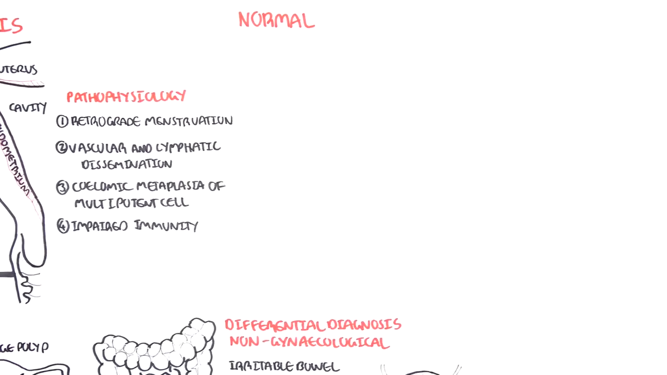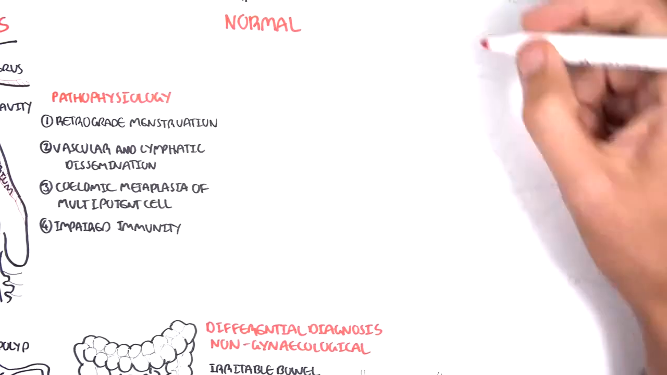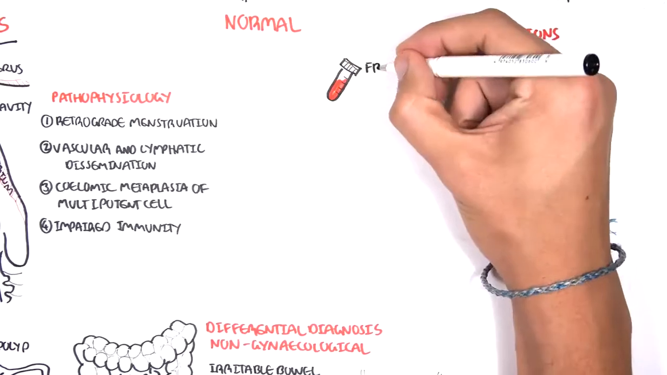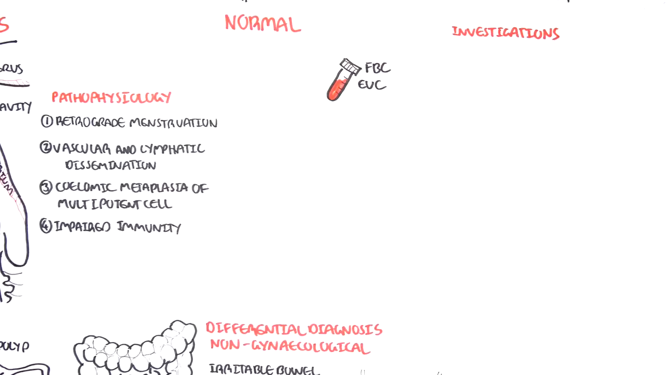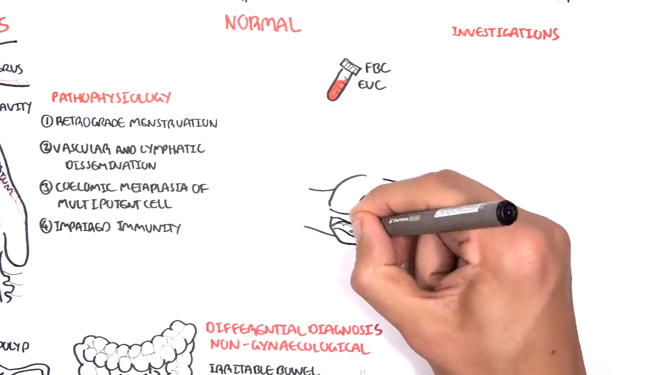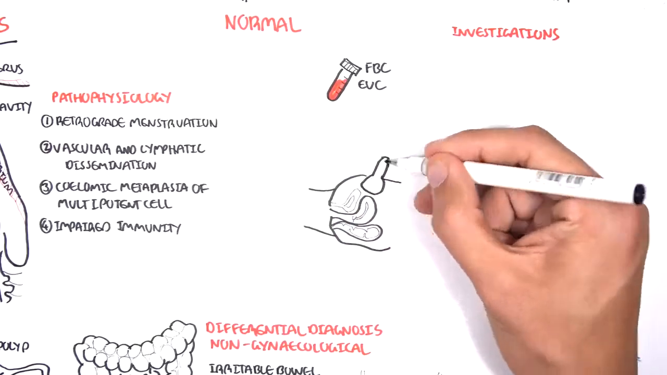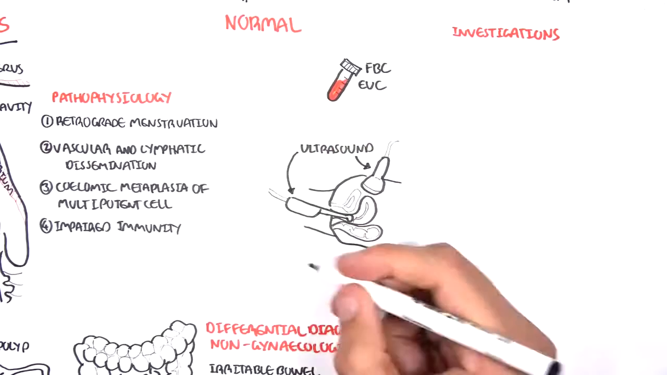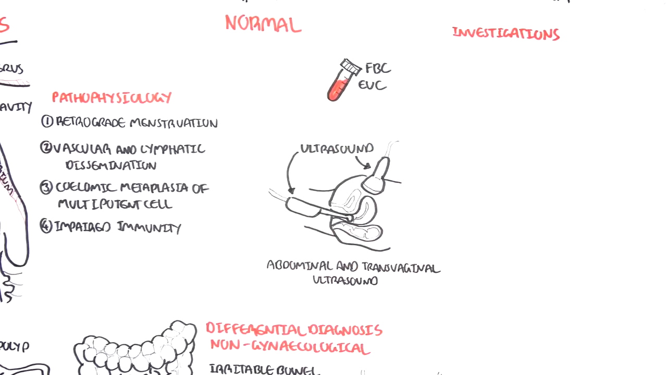Investigations to order for someone presenting with suspected endometriosis include a full blood count. This is to check for any signs of infection or anemia. Also check electrolytes, urea, and creatinine to check kidney function. Then you can also perform an abdominal and transvaginal ultrasound, which is actually very important. It's first line, and it's to see if there are any obvious anatomical changes in the reproductive or non-reproductive organs.